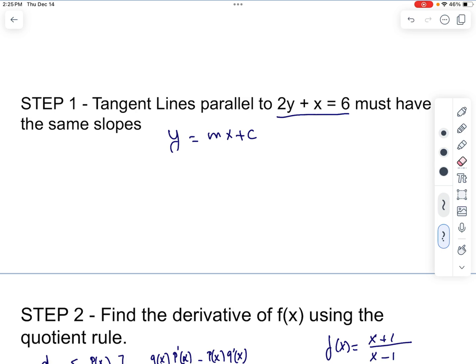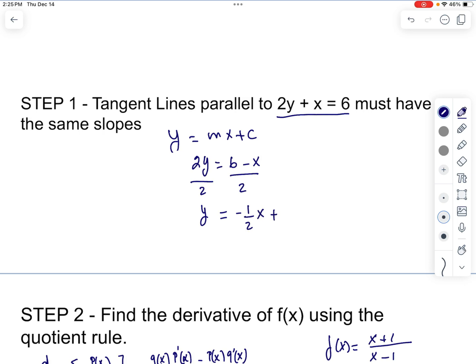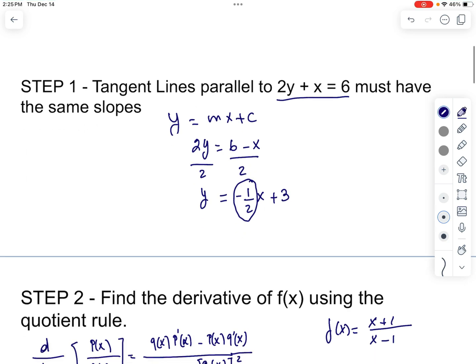So I'm going to rewrite 2y + x = 6 in the form y = mx + c. Doing a bit of math here, I have 2y = 6 - x. Dividing by 2 on both sides, I get y = -1/2 x + 3. Therefore, the slope of our tangent lines is simply going to be -1/2.